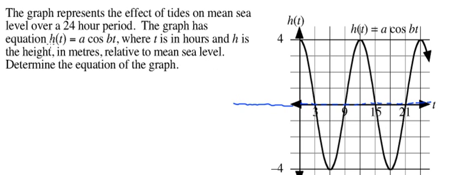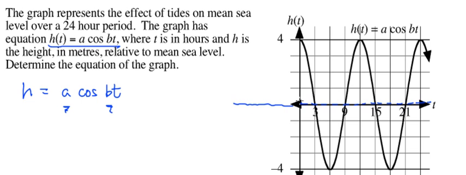And they say we should be able to get an equation, h equals a cosine bt, that describes what's happening here. So h equals a cosine bt. In other words, we must find the amplitude and the frequency.